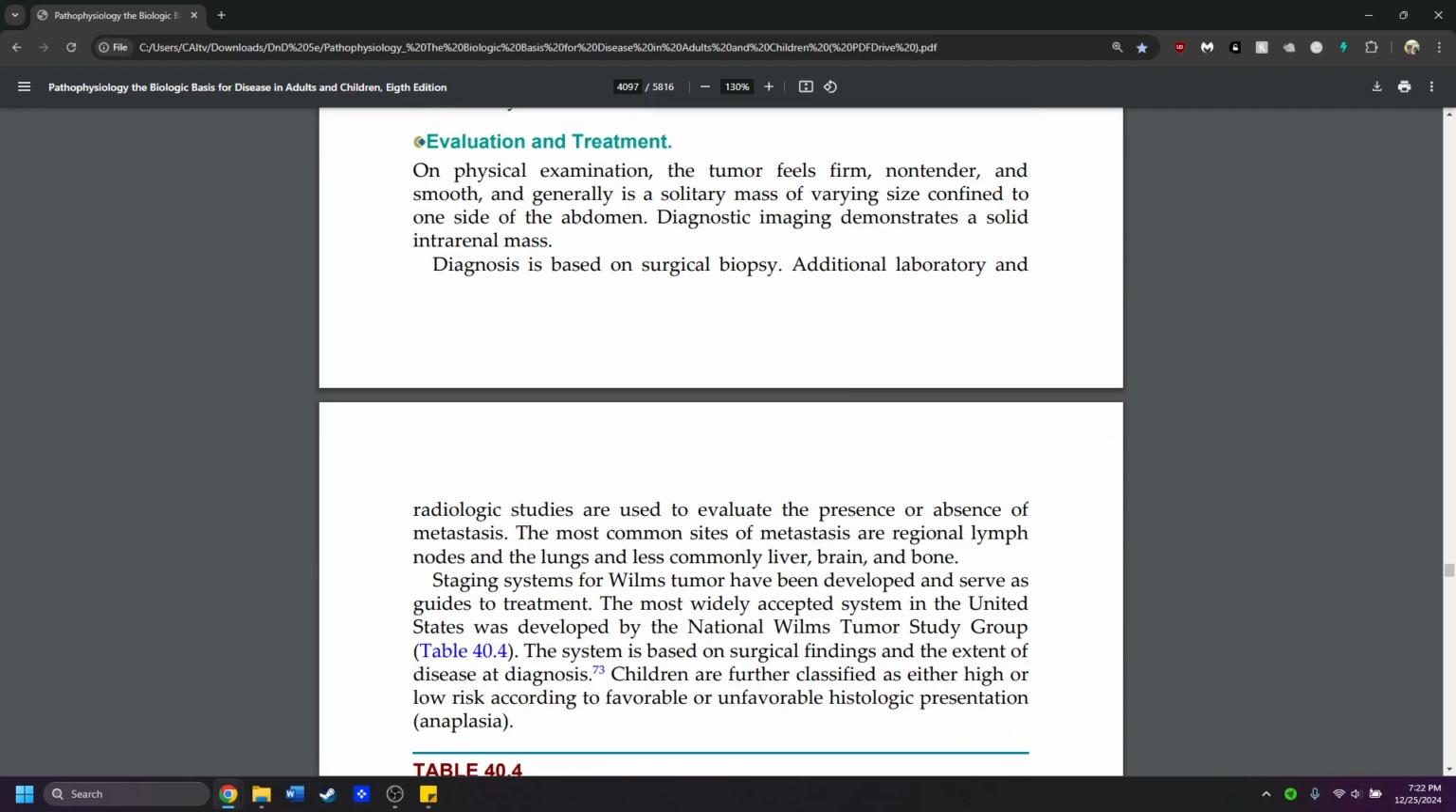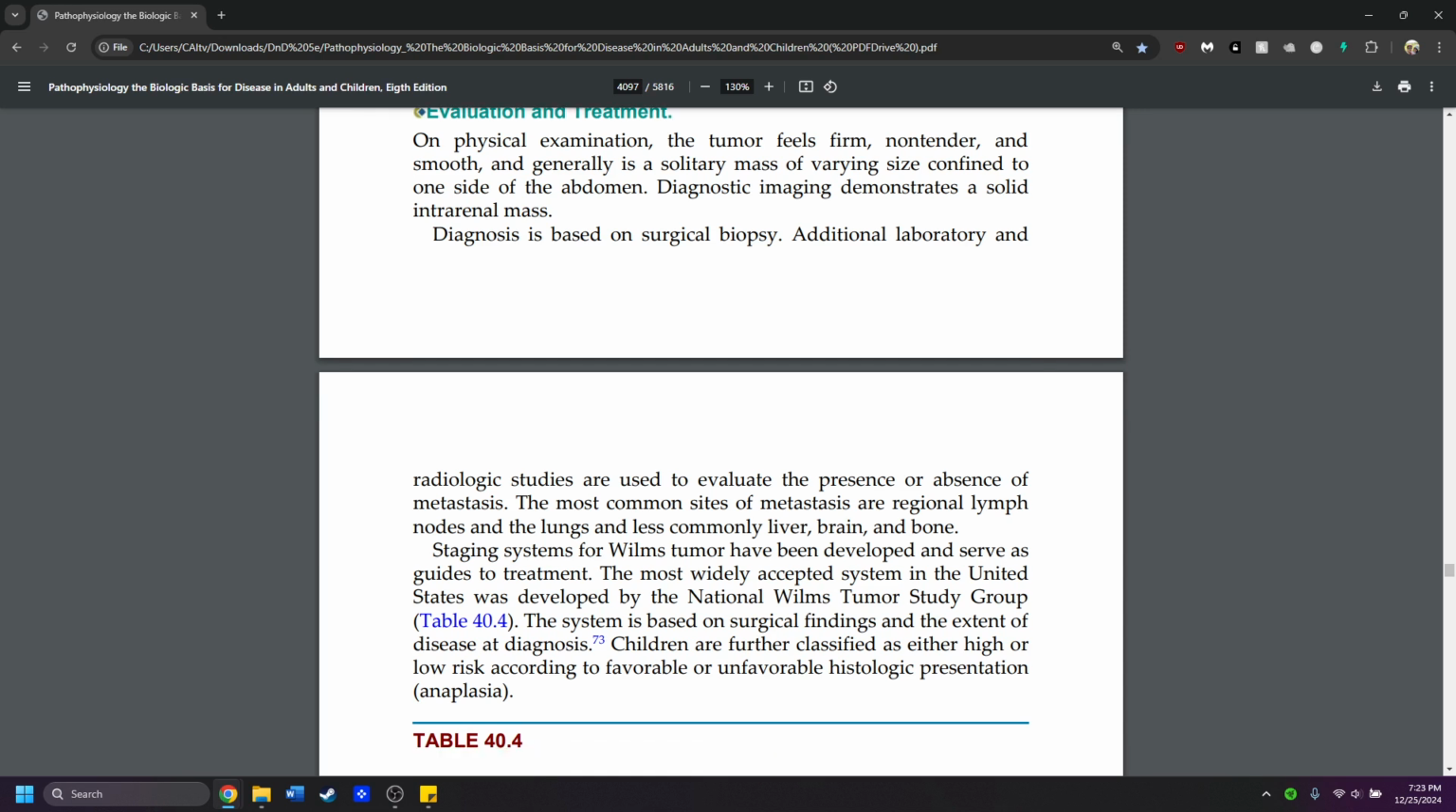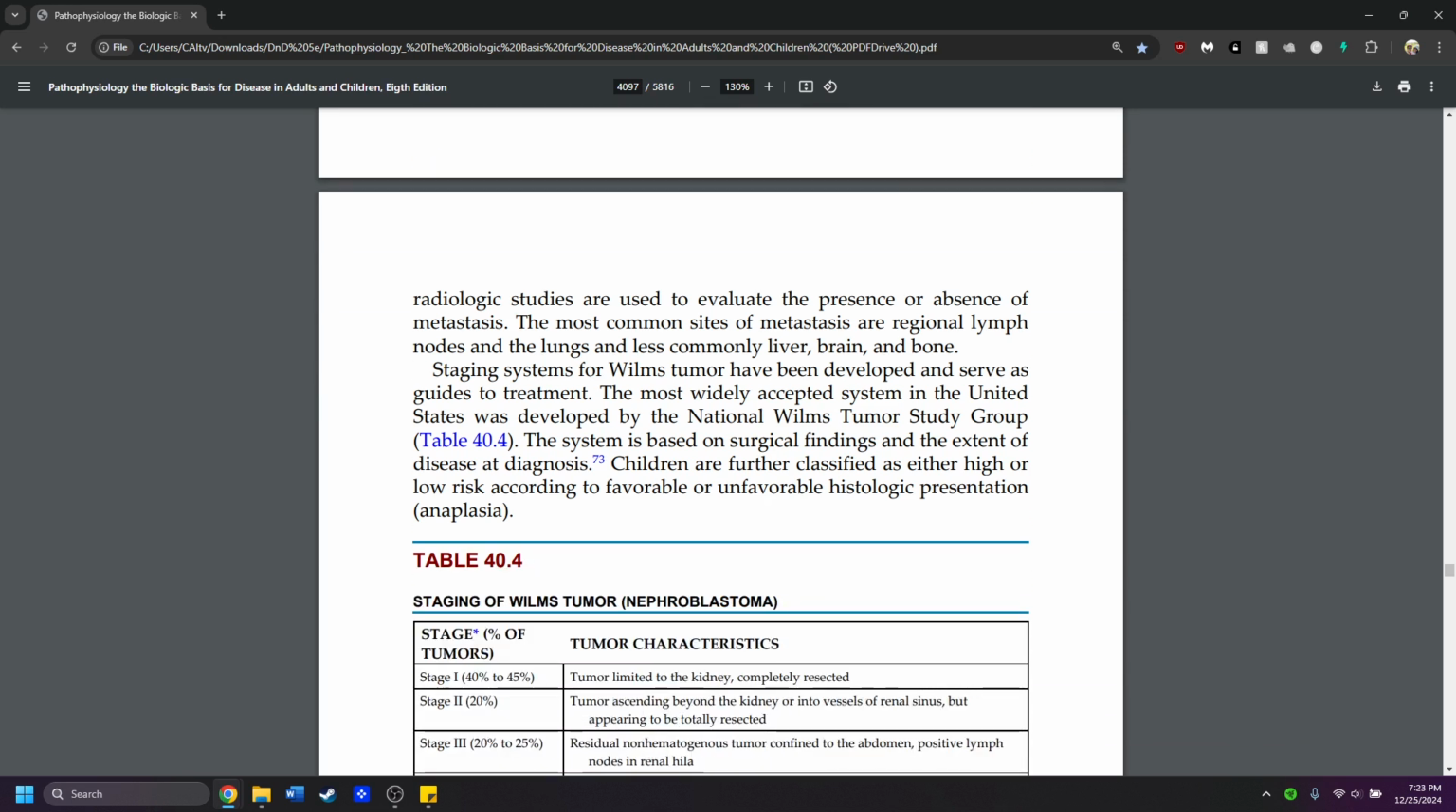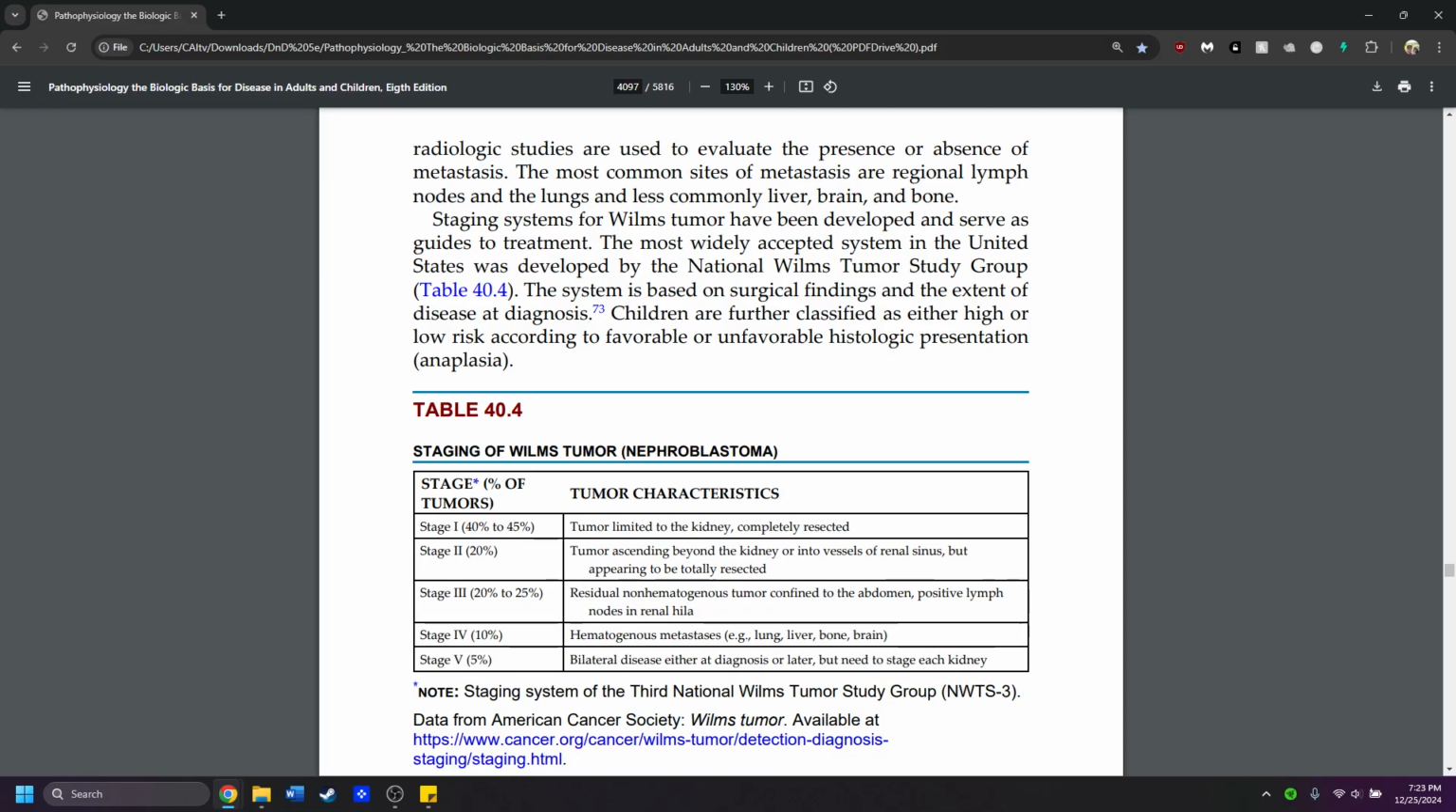So what's your evaluation and treatment plan? On the physical exam, the tumor feels firm, non-tender, and smooth, and generally is a solitary mass of varying size, confined to one side of the abdomen. Diagnostic imaging demonstrates a solid intrarenal mass. Diagnosis is based on surgical biopsy.